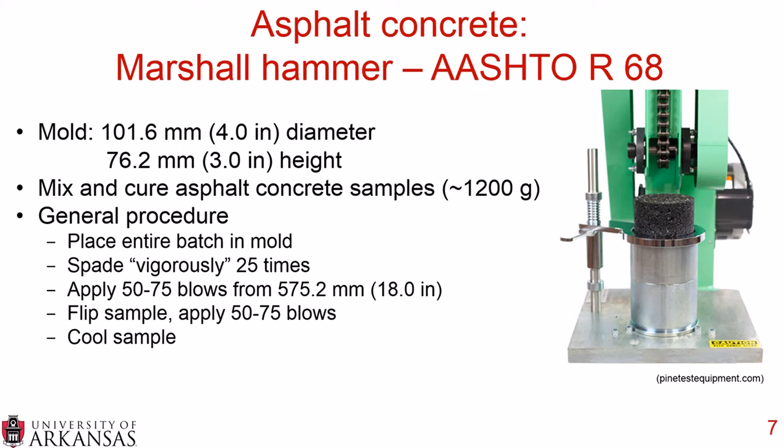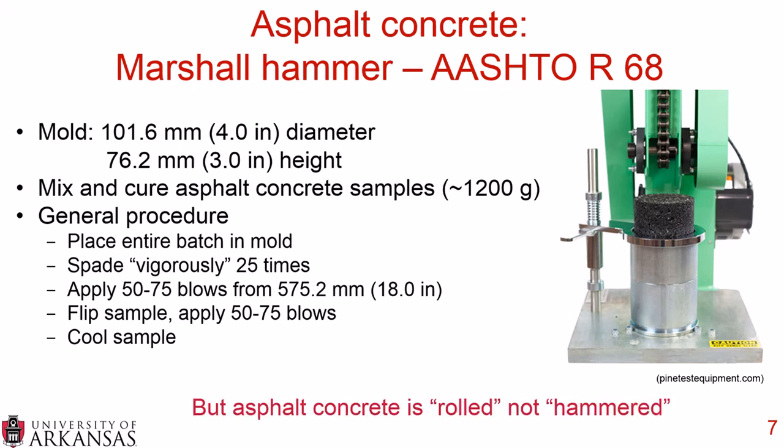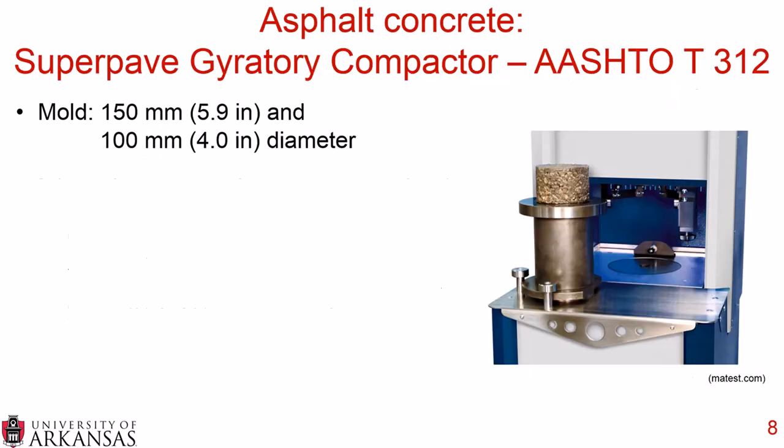However, when we think about asphalt concrete and how it's compacted in the field, we don't hammer it. We don't drop a weight on the sample. We roll the asphalt concrete pavement with rollers, either pneumatic tire rollers or steel wheel rollers. And this is why we're moving away from the Marshall hammer and we're moving toward the Superpave Gyratory Compactor, or SGC. And this is AASHTO T312. Here our mold is just under 6 inches diameter, or 150 millimeters, and we also have a 4-inch diameter mold, which is just about 100 millimeters.